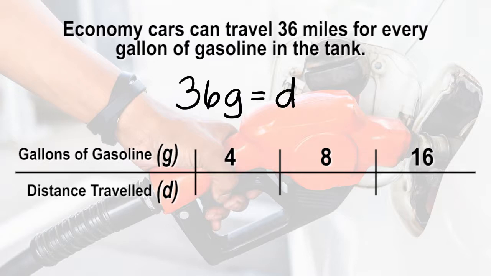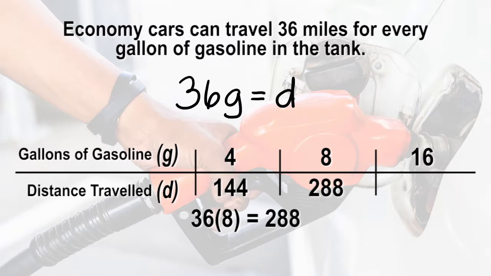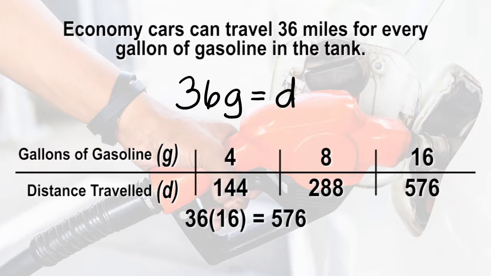For example, if 4 gallons are put into the car, 4 times 36 equals 144. If 8 gallons are put into the car, 8 times 36 equals 288. And if 16 gallons are put into the car, 16 times 36 equals 576. The table shows the relationship between the number of gallons and the distance traveled.